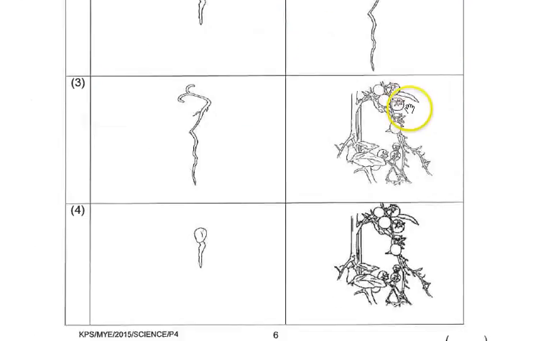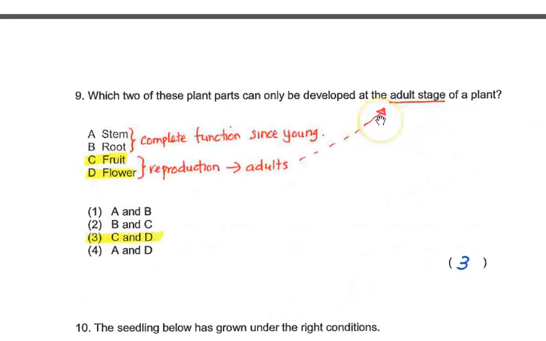Let's carry on. Which two of these plant parts can only develop at the adult stage? These stem and root are already developed during the young stage. During the young stage, the stem will transport water and the root will absorb water. In the adult, these two will develop: fruit and flower. Answer number 3, C and D.